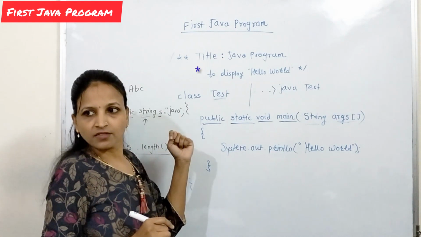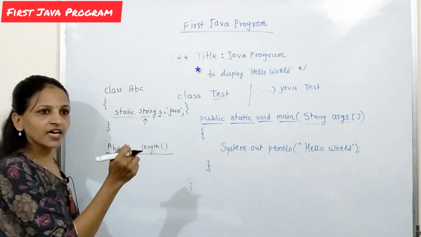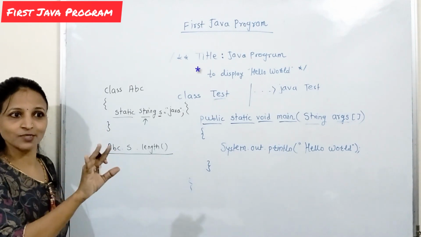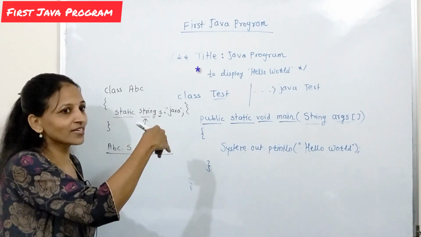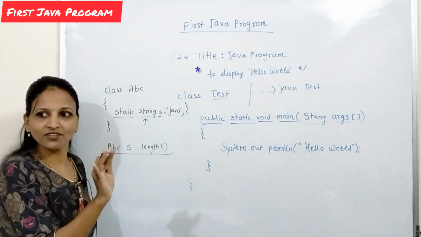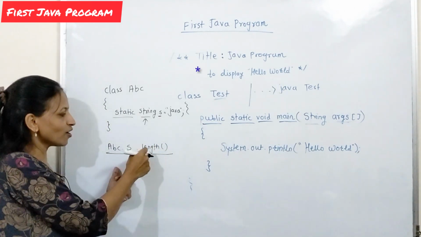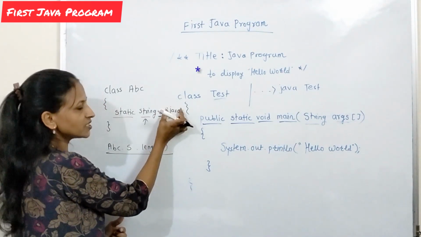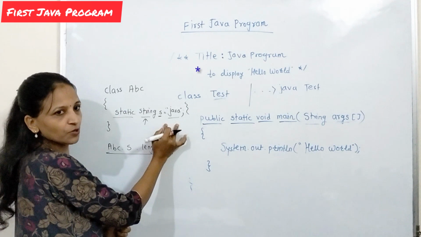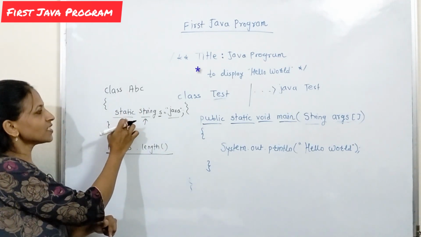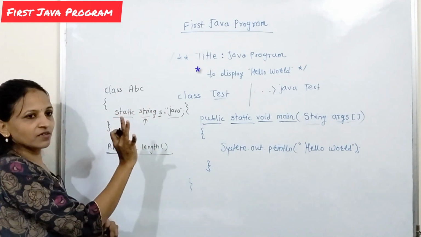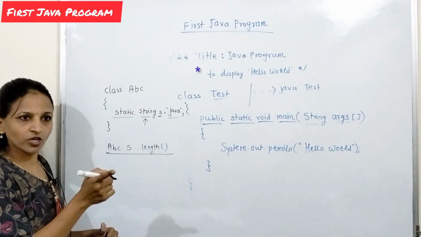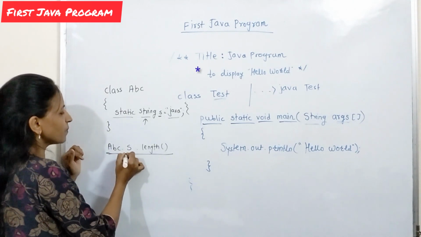Now see, suppose we have declared string S, and I want to find out the length of this string. In S the string Java is stored. We can assign a string directly in Java, no problem. In C and C++ we cannot assign a string directly to a character array using equal to, but in Java we can. Here Java is a string literal, that's why we have enclosed it in double quotes. Now this ABC class has this static member. How to access a static member of that class? Using the class name dot, where the class name is ABC and the member is S.